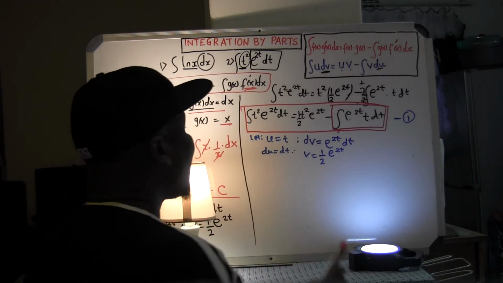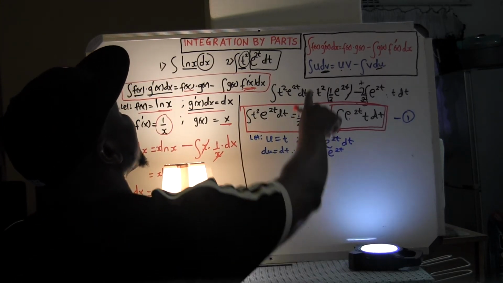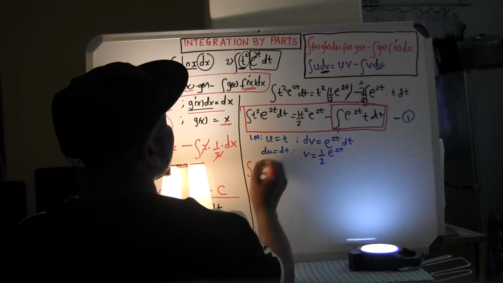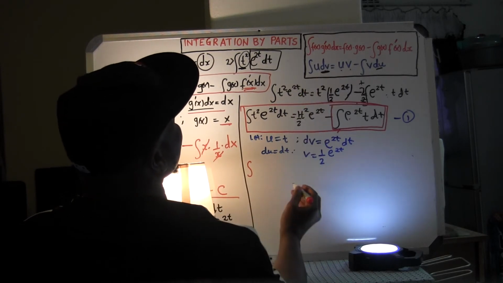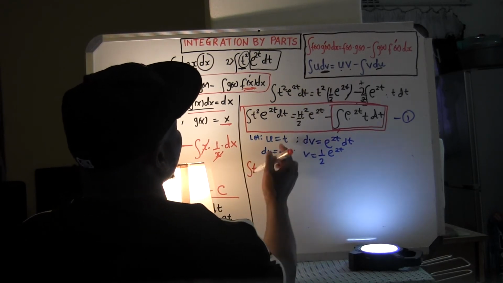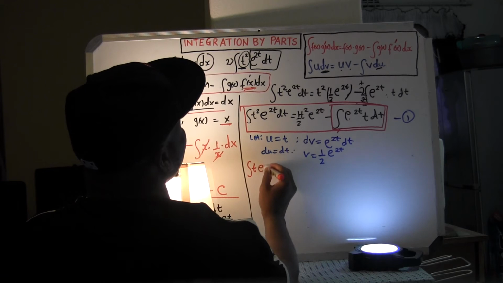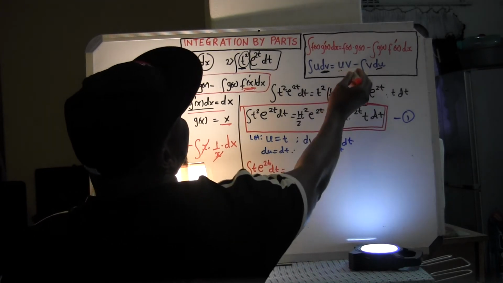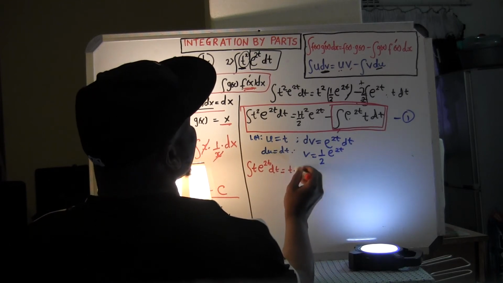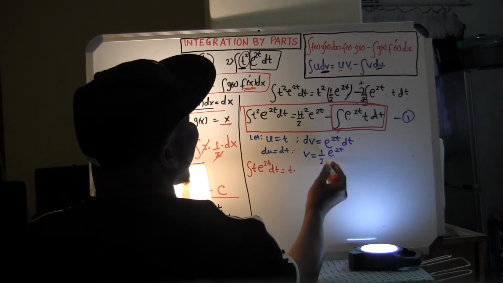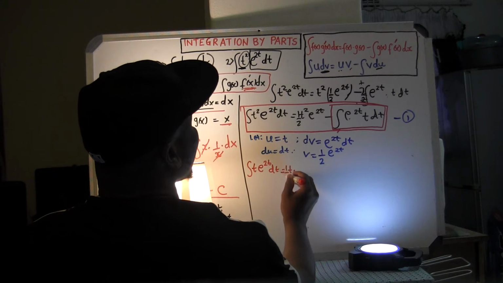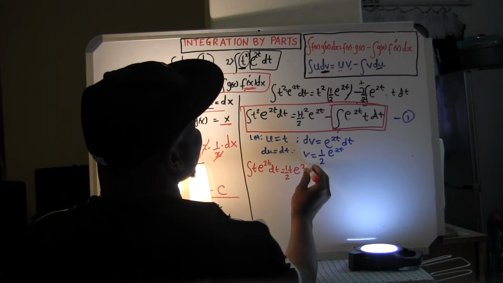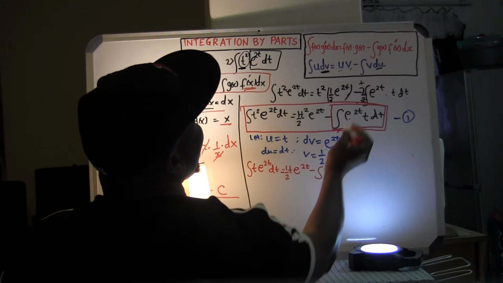Okay, substitute in the formula. So we're going to substitute the formula right here. It's going to be the integral of u dv. What is u dv? Our u is equal to t, and dv is e to the 2t dt. Then uv is u times v. What is v? v is equal to a half e to the 2t. So it's a half t e to the 2t minus the integral of v.